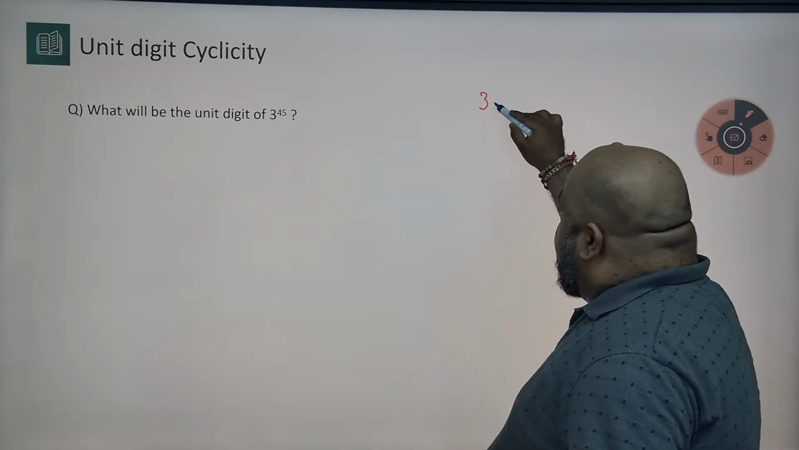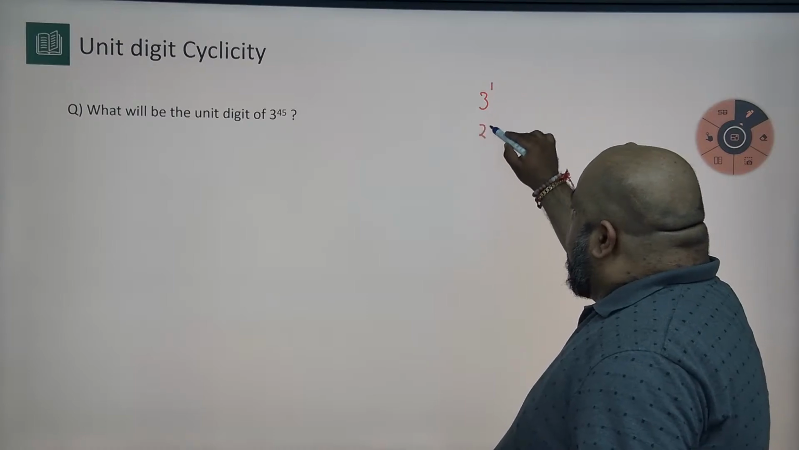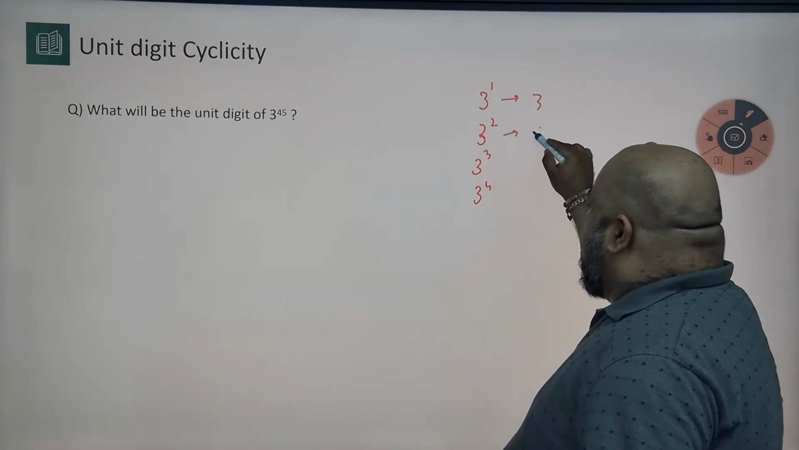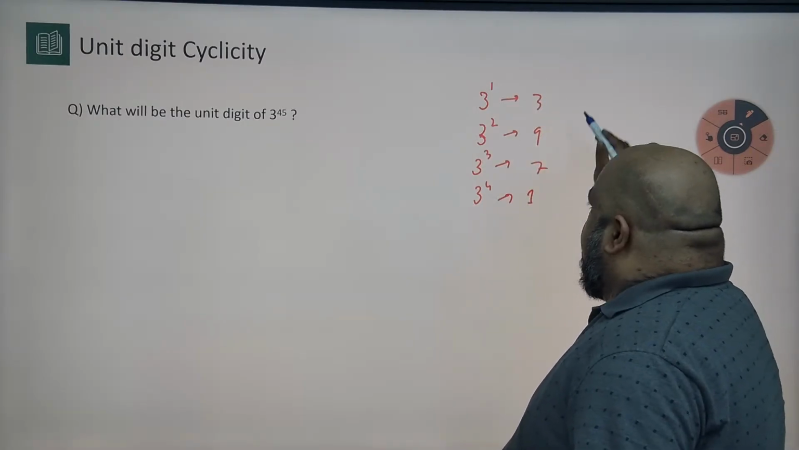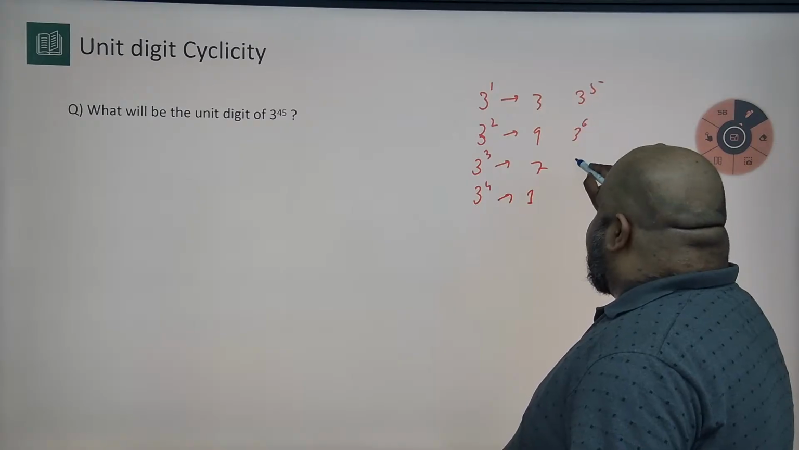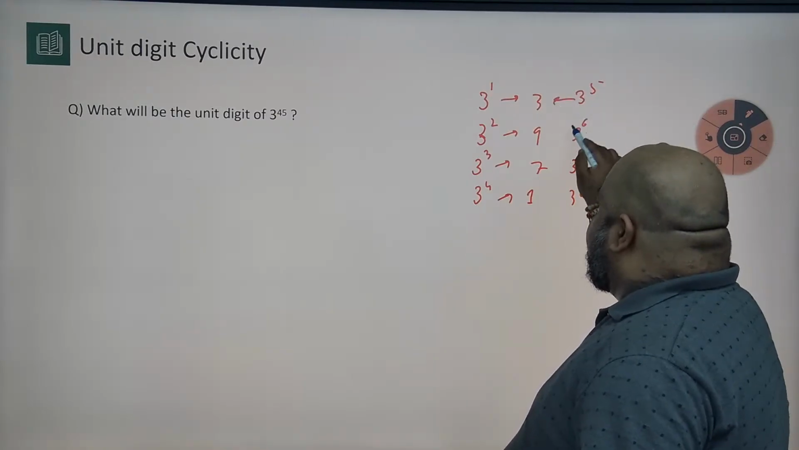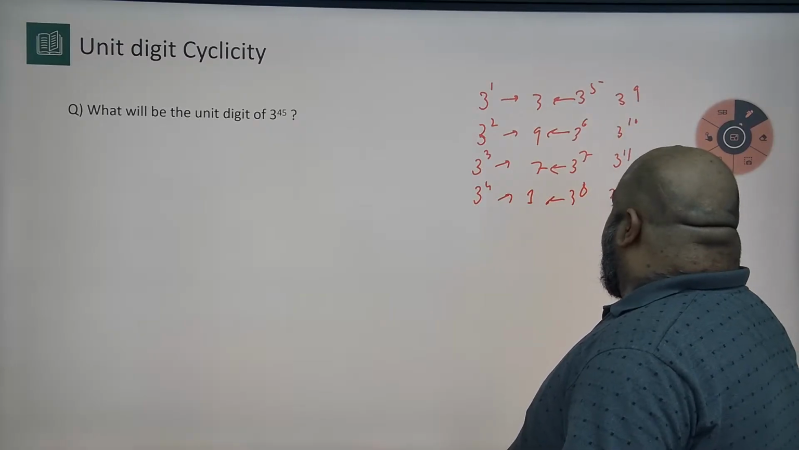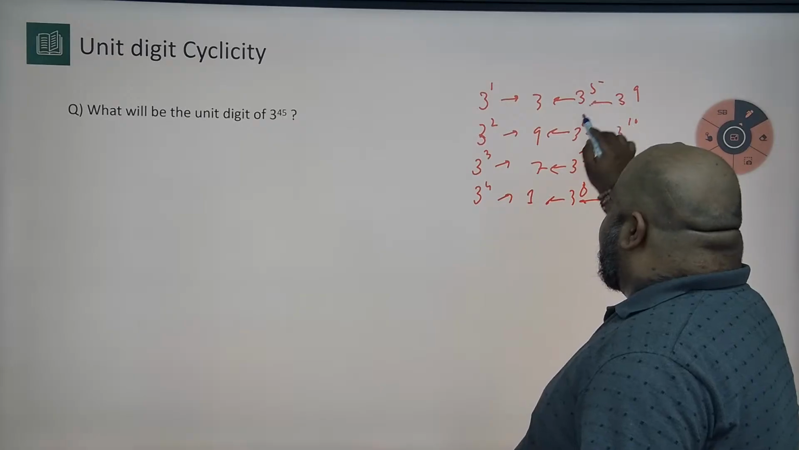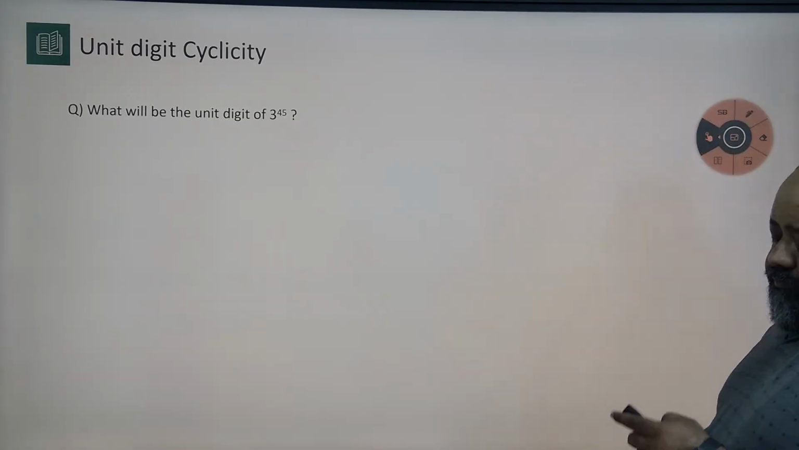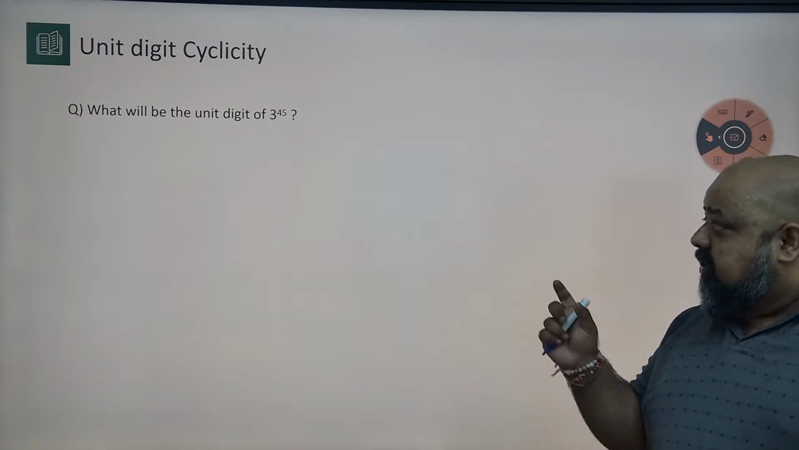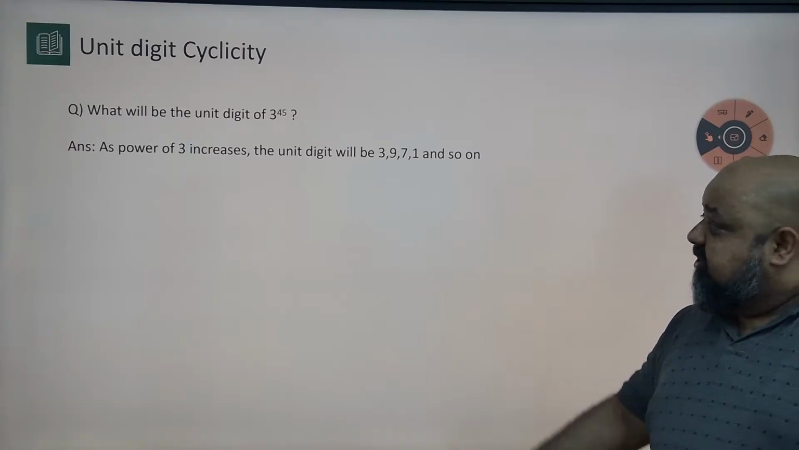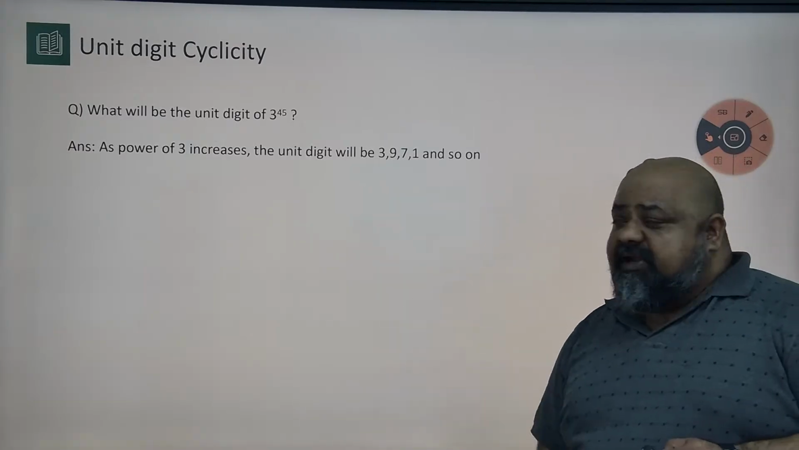3 raised to power 1, 2, 3, 4 will have unit digits 3, 9, 7 and 1. Again 3 raised to power 5, 6, 7, 8 will have the same unit digits. Then again 9, 10, 11, 12 will have the same unit digits. So basically, for every set of 4, the unit digit will repeat. So as the power of 3 increases, the 3, 9, 7 and 1 keep on repeating in groups of 4.